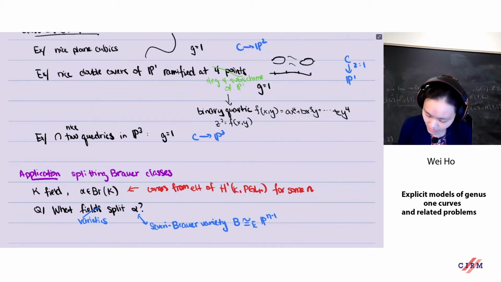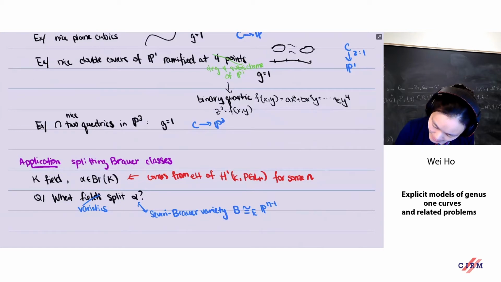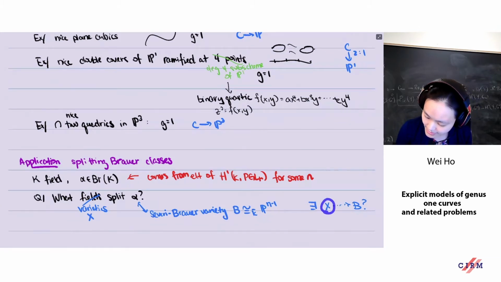This isn't a unique thing, but there's an associated Severi-Brauer variety, which is some sort of variety that looks like P^(n-1) over the algebraic closure, but not necessarily over the base field. So it's a twisted version of a projective space. Then this question becomes: does there exist some variety X for which you can write down a rational map? We want to ask which X's give a rational map to our Severi-Brauer variety B. That's what this question about splitting becomes when we turn it into geometry.